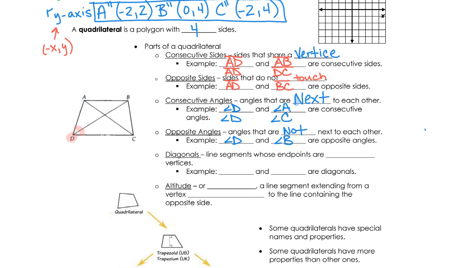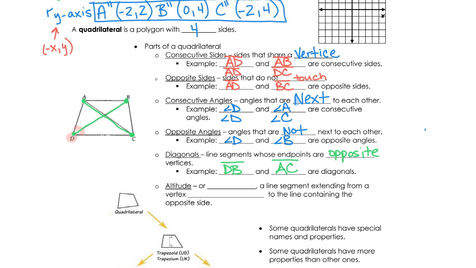Okay. We have diagonals. These are line segments whose endpoints are opposite vertices. So for instance, if we take D and we connect it to the opposite vertex, which is B, DB would be one of our diagonals, or BD. Okay? If we take A and we connect it to its opposite vertex, which would be C, we get diagonal AC or CA, it doesn't matter.